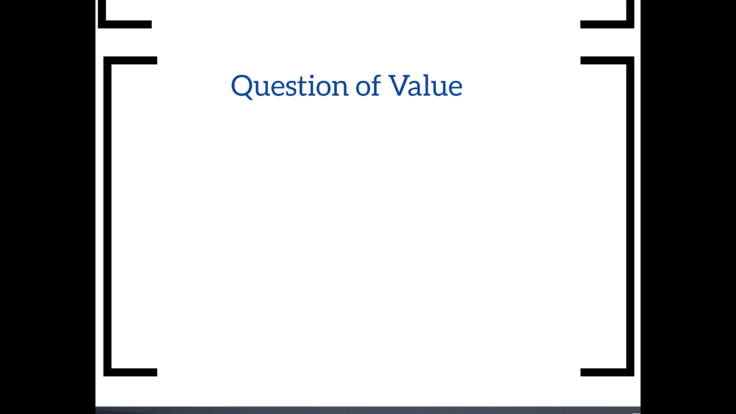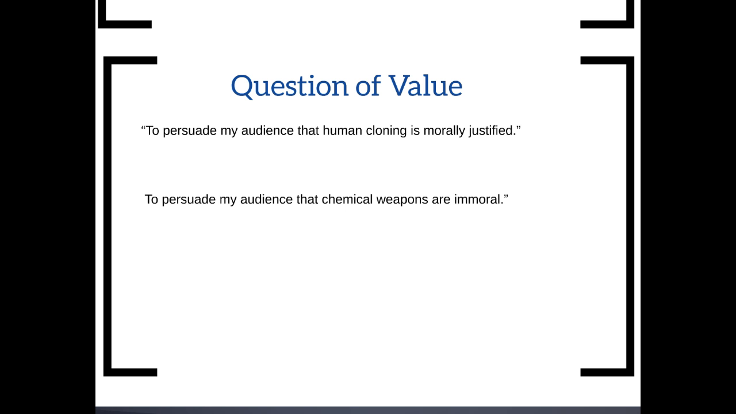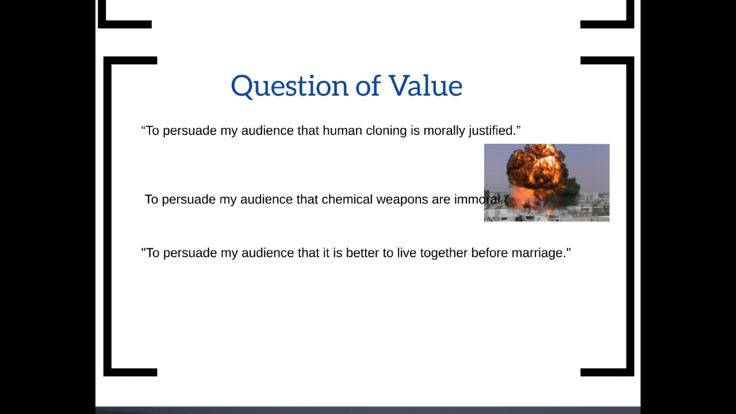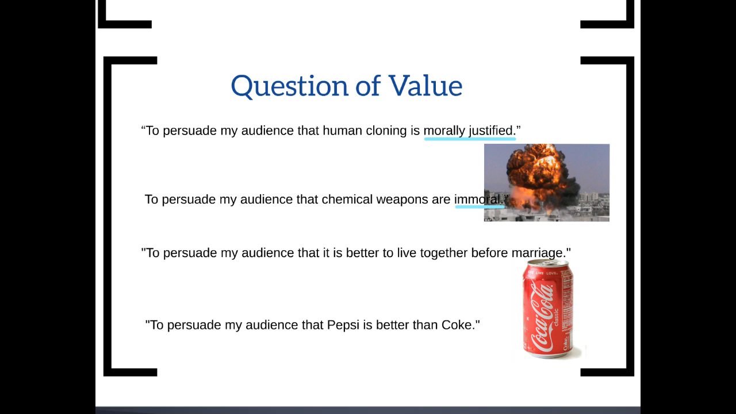Question of value, like I said, is going to be weighing moral options. To persuade my audience that human cloning is morally justified, to persuade my audience that chemical weapons are immoral, to persuade my audience that it is better to live together before marriage, to persuade my audience that Pepsi is better than Coke. This probably is not the best topic, but it is weighing options. Notice that each of the topics is using things like morally justified, immoral, better, or could be using worse. That's going to be the emphasis of question of value. You're not actually asking for anything to be changed, you're just making a judgment about it.